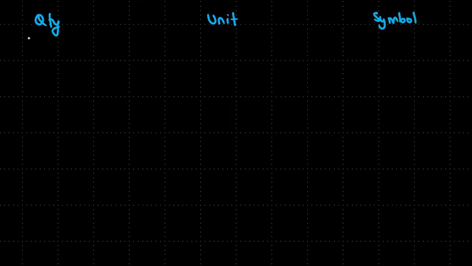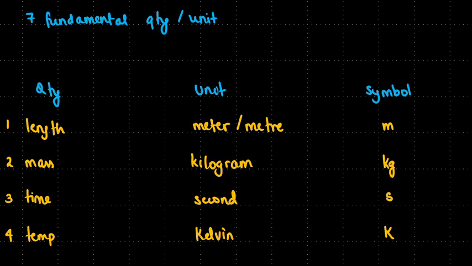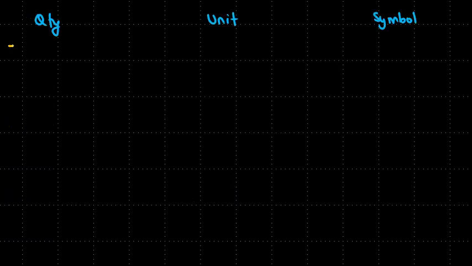The 5th quantity is electric current. The electric current is measured in amperes, or amps as the layman word goes. You might hear electricians say 10 amps, 20 amps, 30 amps. So that's what they are talking about.